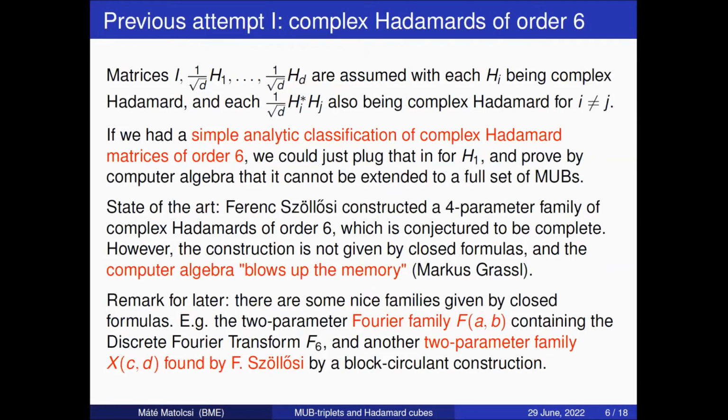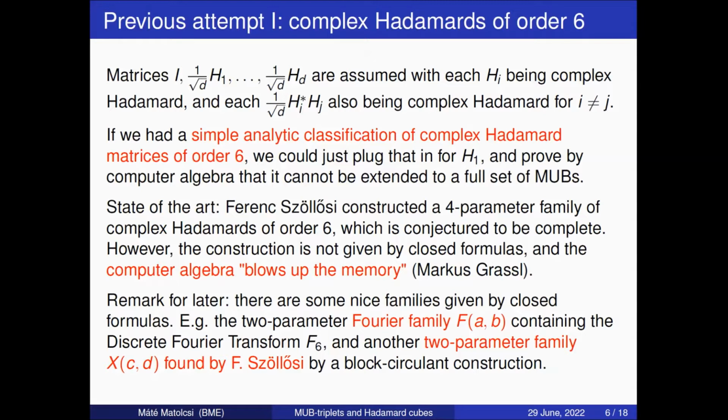And so I summarize in the first part of my talk, I try to summarize previous attempts in the last 15 years, how we try to solve this, how we try to prove non-existence of 7 bases in dimension 6. The first attempt is a very natural one. Well, I repeat these 2 lines so that you don't have to remember from the previous slide. So once again, you have the identity matrix and the complex Hadamard matrices.